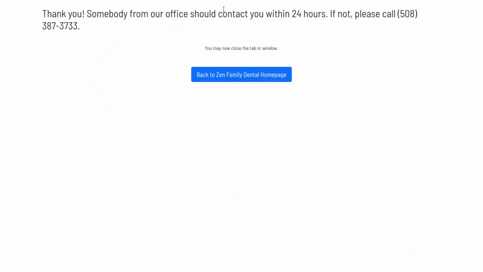And then it shows up onto the new patient module on Clear.Dental. So that is the demo.